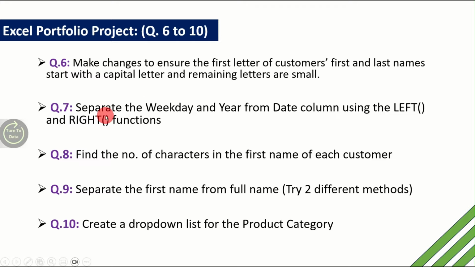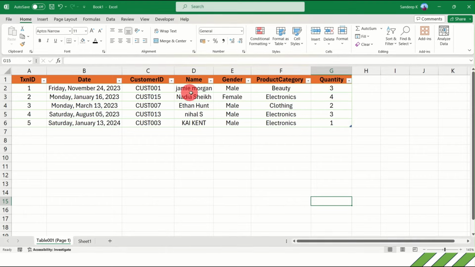Question number 6 to 10 here. Sixth question says make changes to ensure the first letter of customer's first and last name start with a capital letter and remaining letters are small. All right, so in this case you can see, for example, Kai Kent, everything is capital. Nihal S is capital and everything else is small. The next names, which are Nadia Sheikh, Ethan Hunt, Jamie Morgan, it's not in a proper, capitalized cases, right?